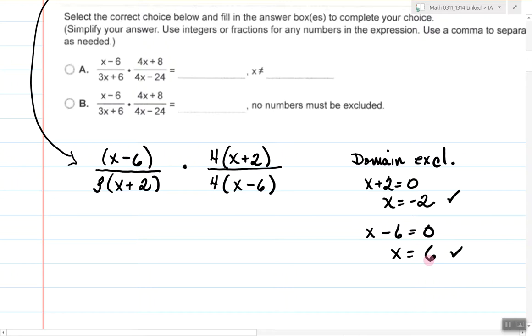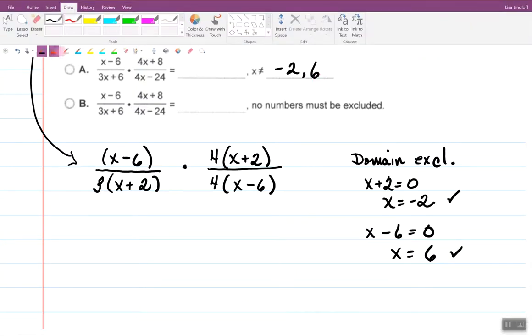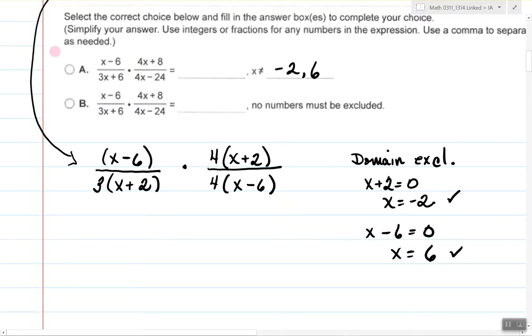That's a domain exclusion. So back up here in the answers, before I've done my simplifying, I say x cannot equal negative 2 and x cannot equal 6. So I check those before I do any reducing. So now, to do my reducing, I'm going to use my red pen.